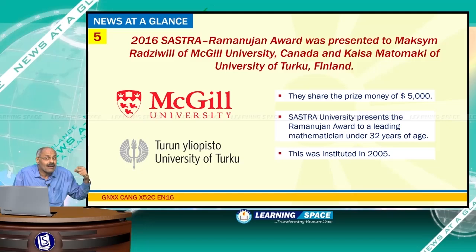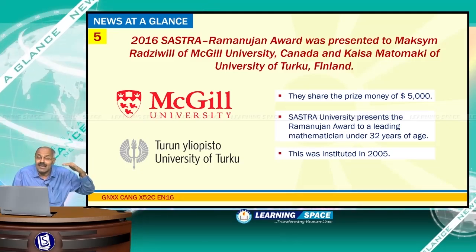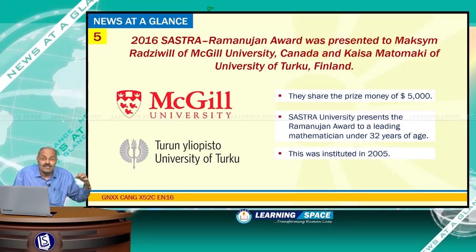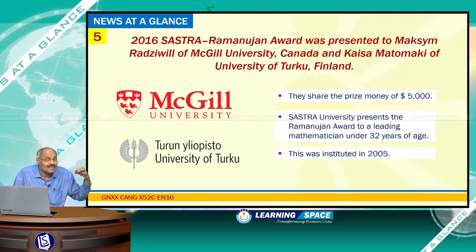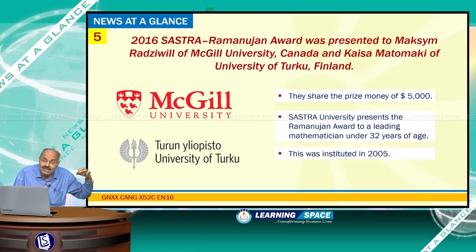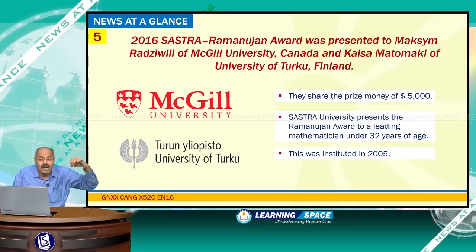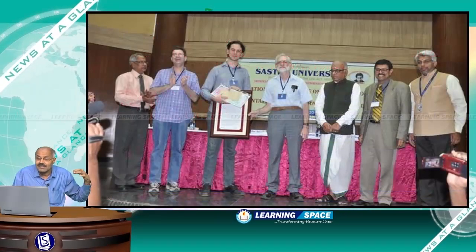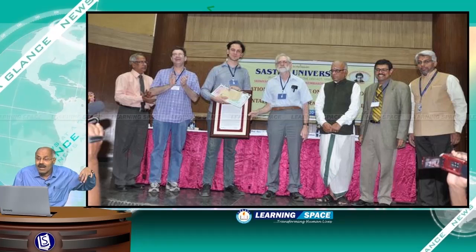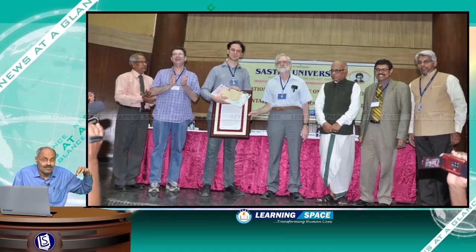Shastra Ramanujan Award. This is given to a leading mathematician under 32 years of age, and Shastra University, which is based in Tanjavur district of Tamil Nadu, is behind this award, and here the prize money is $5,000, and this was instituted in 2005. The Shastra Ramanujan Award was presented to Maxim Radziwill of McGill University, Canada, and Kaisa Matomaki of University of Turku, Finland, right?